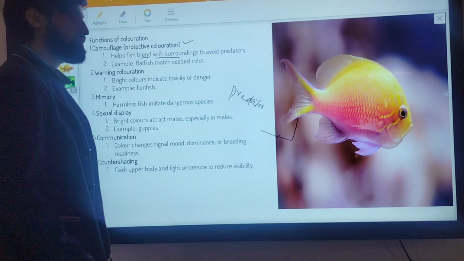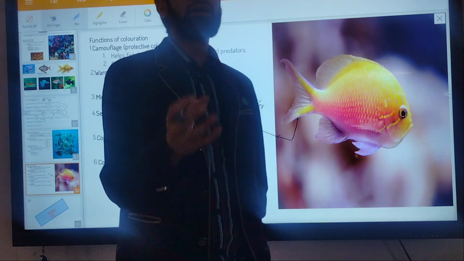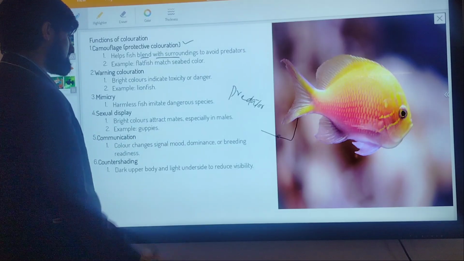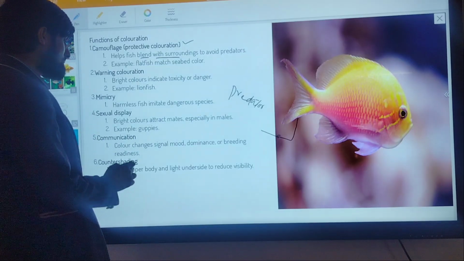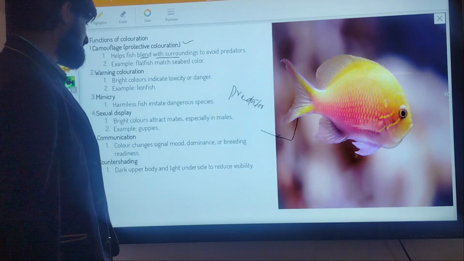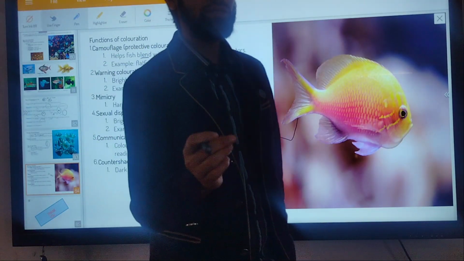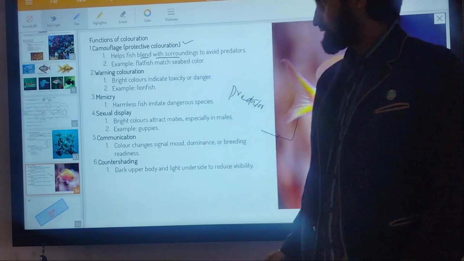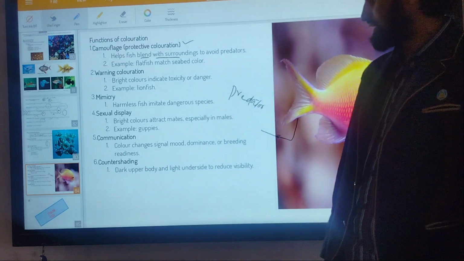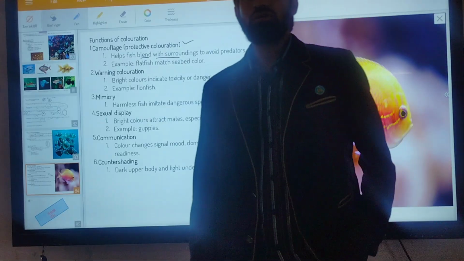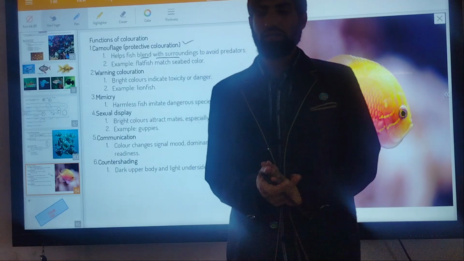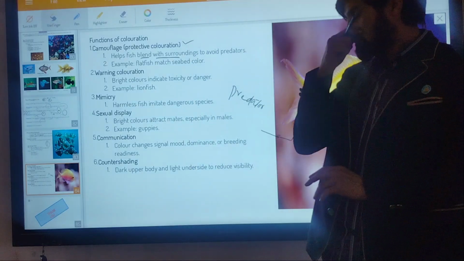सेक्सुअल डिस्प्ले और सेक्सुअल इंटरकोर्स. They have to attract their partners. That is why bright colors attract mates, especially in males. Example, guppies. Communication. Because of the coloration, they can change their color. They can change their mood, dominance, or breeding readiness. So for communication, coloration is very important. And countershading. Dark upper part and lighter underside to reduce visibility. To reduce the visibility, the coloration is very important. So this was all about today's topic, that was coloration.